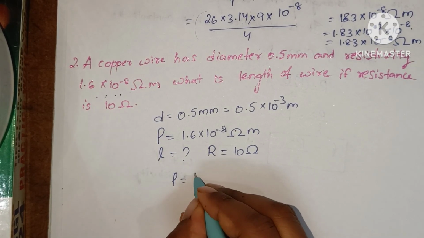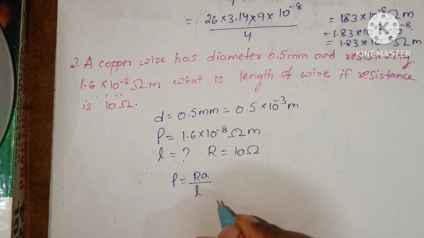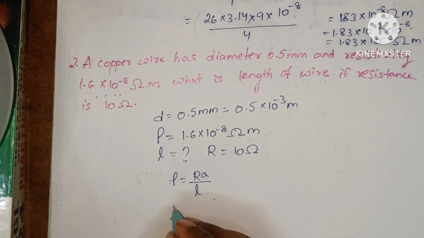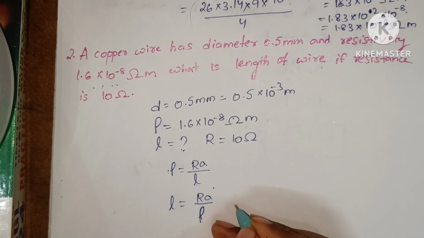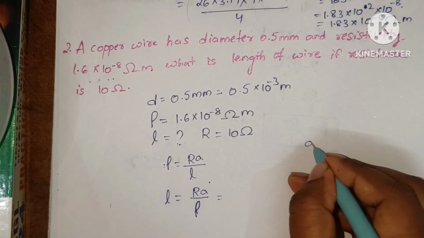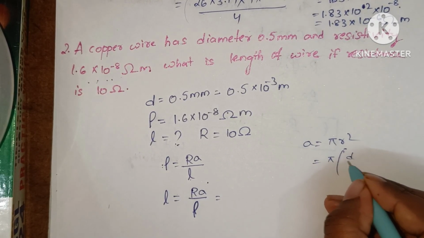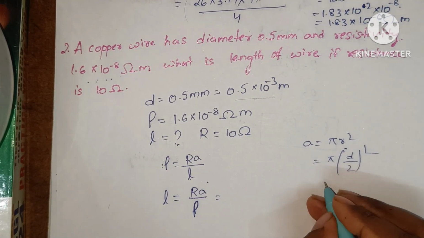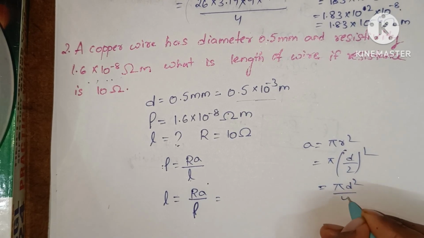Okay, so let us take out from this formula. Rho equals how much formula? RA by L. So what did he ask to find here? Length. That means you have to send length to this side, and send resistivity to the right side. Then what will you get? L equals RA by rho. Right? So A means again what is here? Pi r square. So radius means D by 2 whole square, because in our question the diameter value was given. So pi d square by 4.